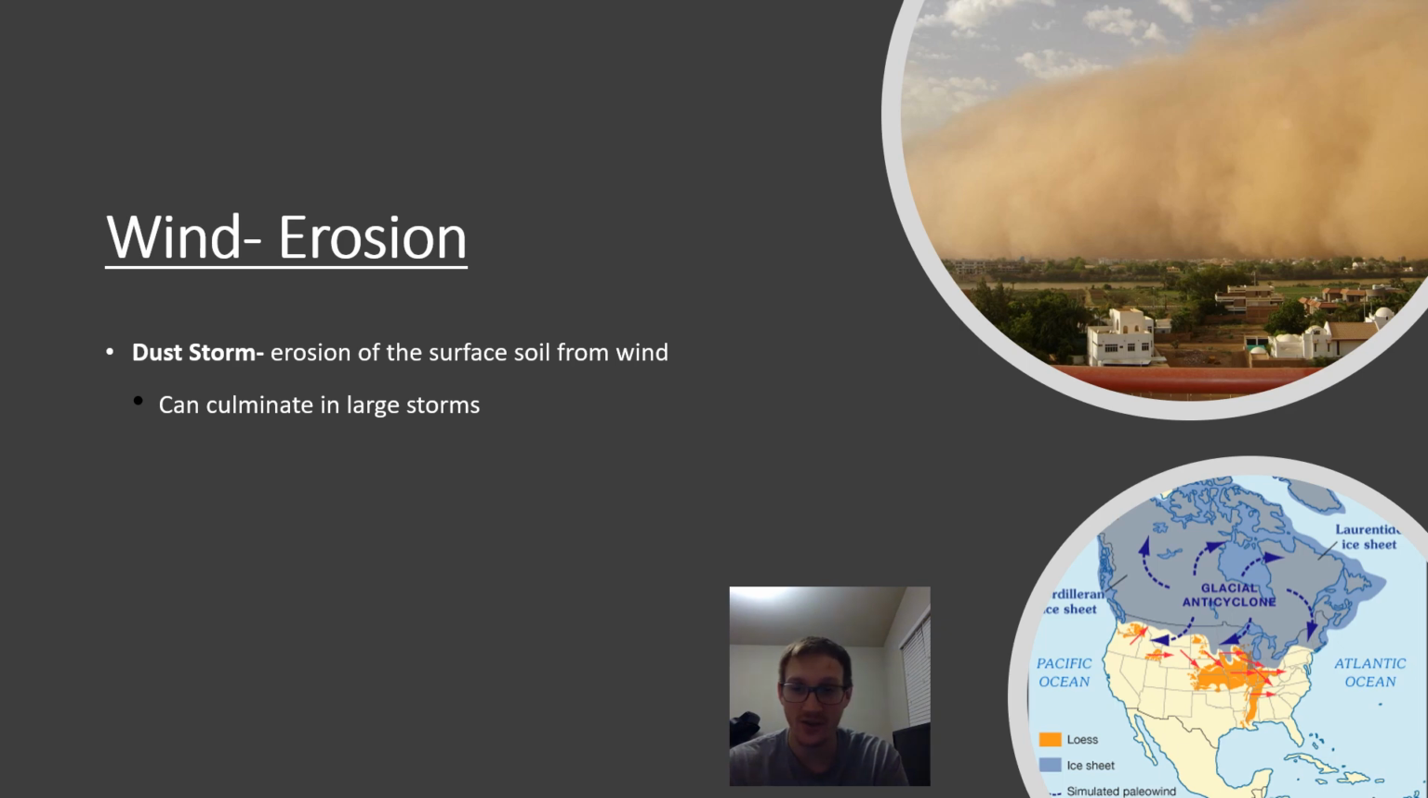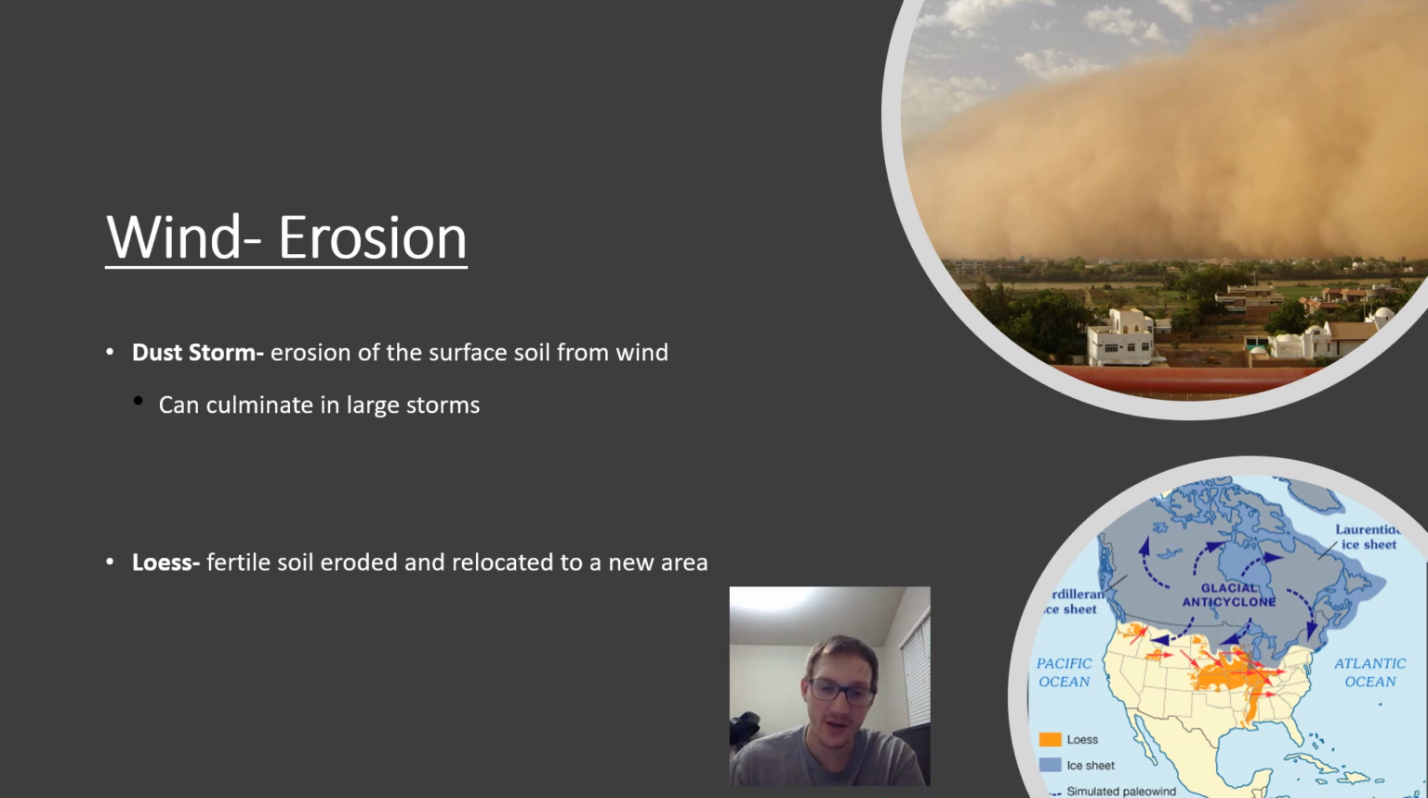They can culminate in very large storms, depending on where you're at. The severity can be really bad or mild. A loess is when fertile soil is eroded and relocated to a new area. So if you look at my bottom right image, the reason that we have a lot of fertile soil through the Midwest is actually because of this. It's brought here from other places, and I'll show you this picture later, but they can also pinpoint that there's fertile soil that comes all the way from Africa over to South America because of the strong winds that carry that sand and soil all the way over there too.